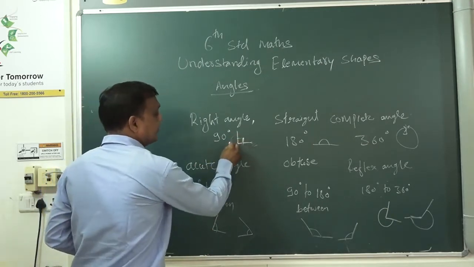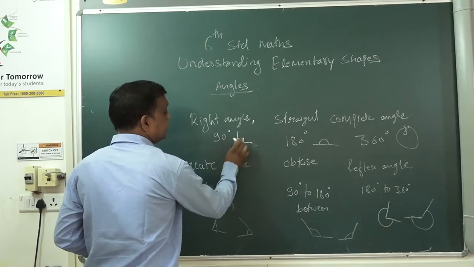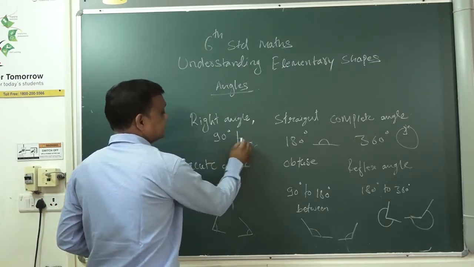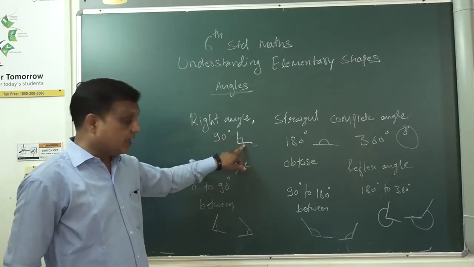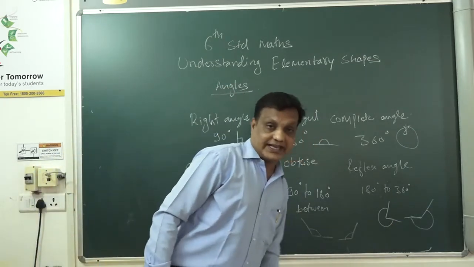Here also you can show a reflex angle. If you show from the inside, it becomes what? A right angle. From inside it is a right angle. From outside, if you put the arrow in this way, it becomes a reflex angle. Okay?